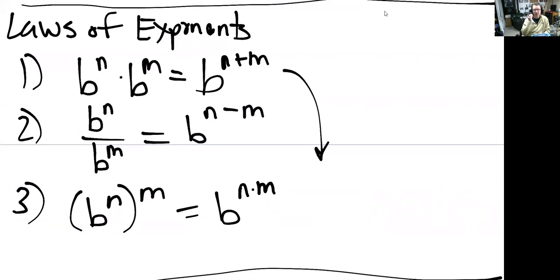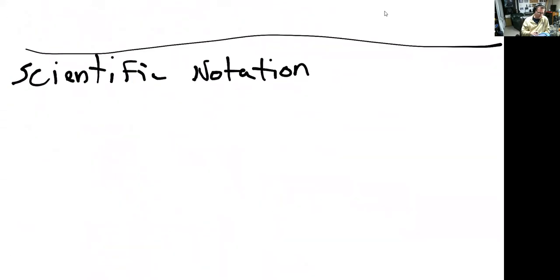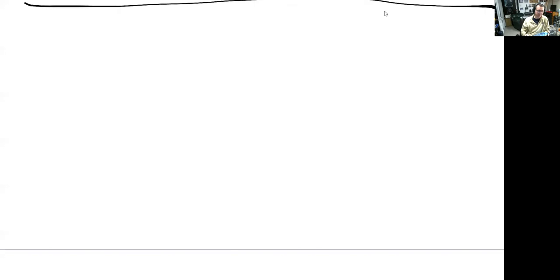Now, all of these laws so far have dealt strictly with exponents being added, subtracted, or multiplied with a single base, the product of two similar exponentials. What do we do if the exponentials have dissimilar or different bases? That's the next set of rules.